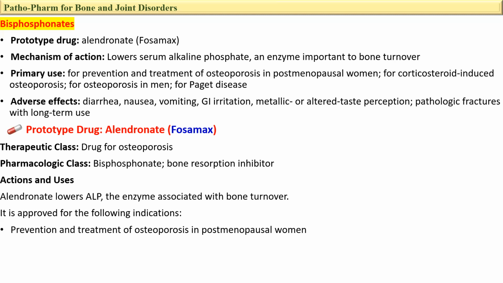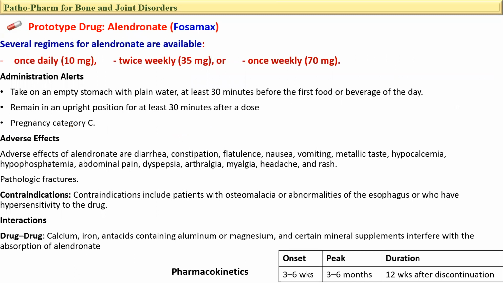Treatment also to increase bone mass in men with osteoporosis. In addition, it can be prescribed for patients with symptomatic Paget's disease as well. Now, there are several regimens for alendronate Fosamax available as a prescription drug: once daily, which is 10 milligrams, twice weekly, 35 milligrams, or once weekly, which is 70 milligrams.